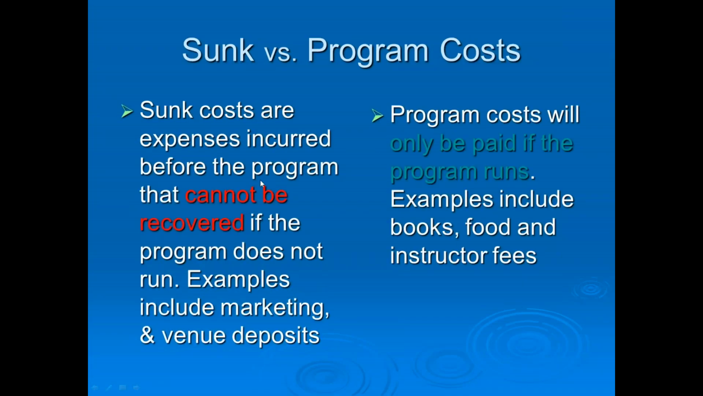Sunk costs are expenses that you have already spent before you come close to deciding if you're going to run that class or not. So the point is, you can't save your marketing costs. You can't go back and ask the printer to give you a refund if you cancel a class on things that have already been done before you're ready to make that go, no go decision. Those are sunk. Program costs, however, will only be paid typically if the program runs. So the big one there is instructor. Presumably you really don't pay the instructor up front. They're only going to get paid if their class runs. Books, food, those supplies that you're going to hand out on a per person basis.